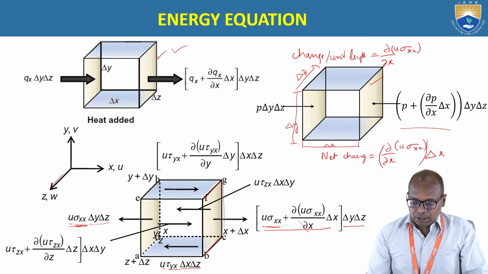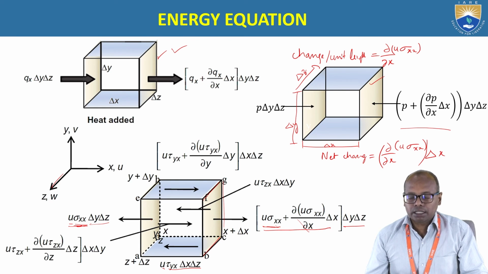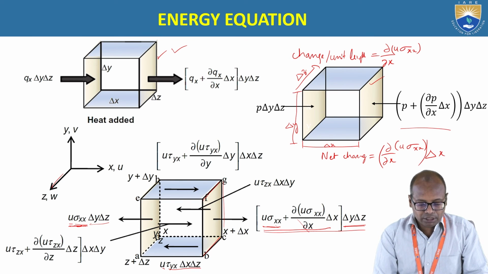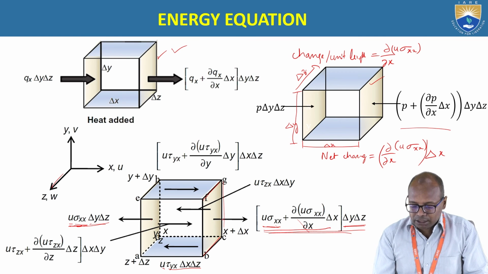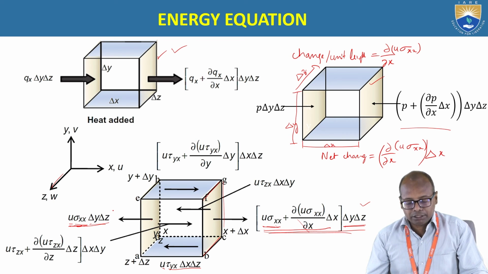Now what we are taking is this left face. The left face, the height is delta y, width is delta z. So the area is delta y into delta z. Now this is the work done on the right face. This is the work done on the left face. This is work done on the right face. This is the positive direction, so this is a positive value. This is a negative direction, so this is a negative value.